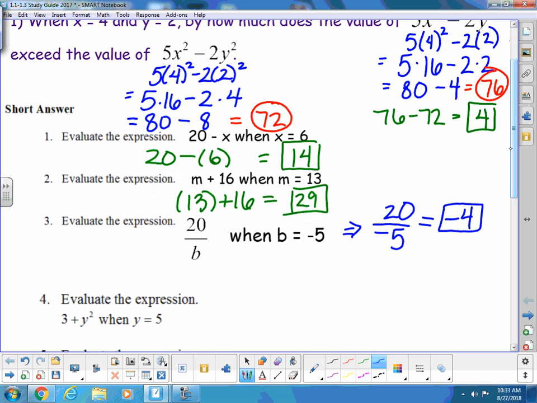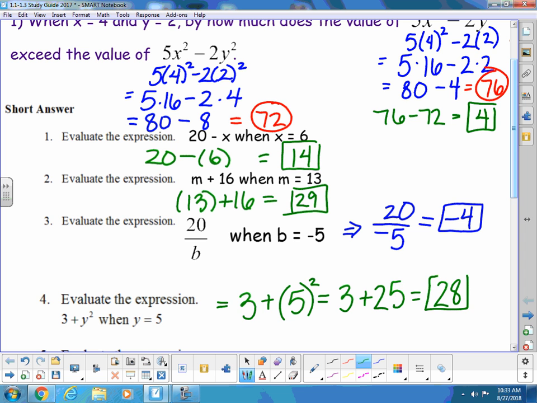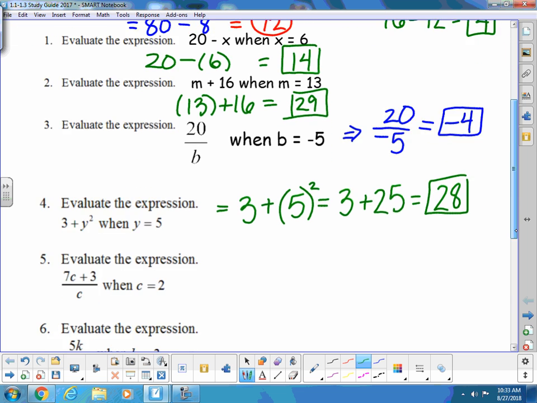All right, problem number 4. Evaluate the expression 3 plus y squared when y equals 5. So now just getting a little more complicated. More than one step in them. Replace the y with the 5. According to the order of operations, what would I simplify first? Exponent. 5 squared gives me 25 plus 3. Final answer is 28. Good.